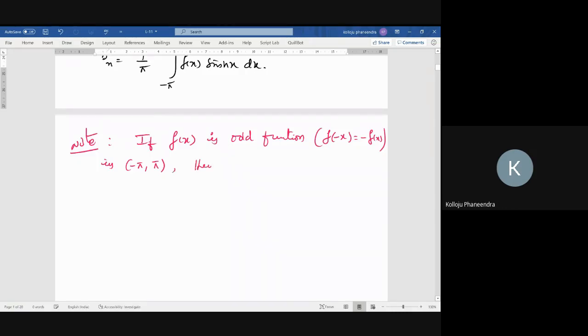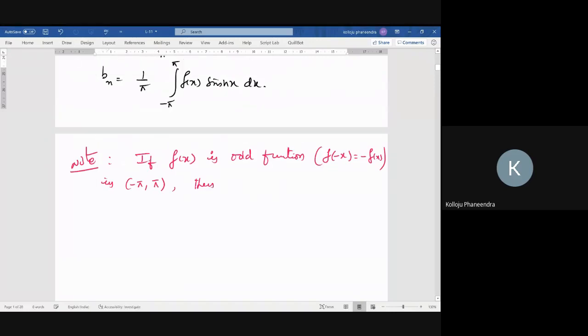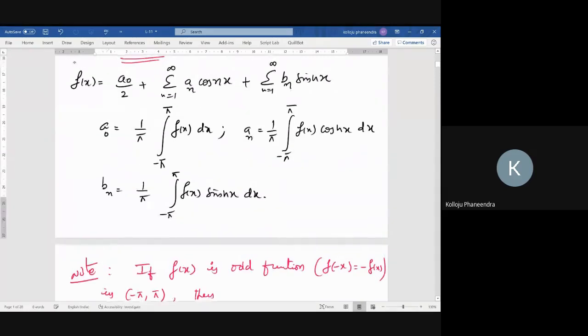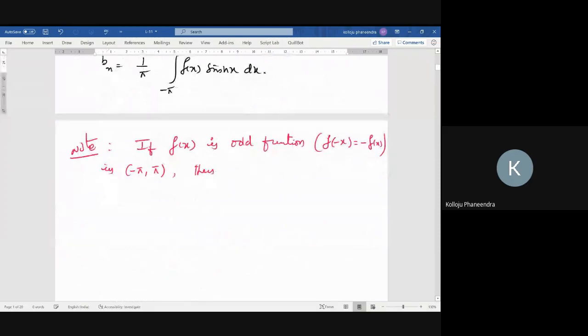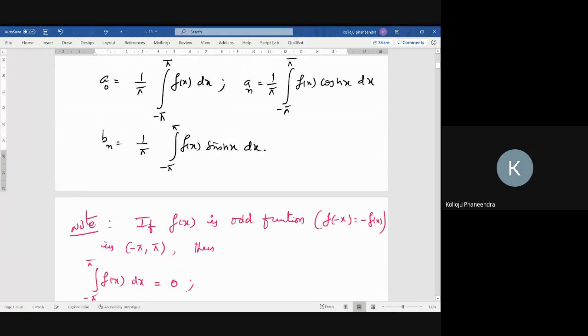Then f of x is an odd function. Then the integral from minus pi to pi of f of x, since it is an odd function, integration in between the interval minus pi to pi is 0. This is the concept. Coming to the next one, f of x is an odd function, and cos nx is an even function. So what does this become?